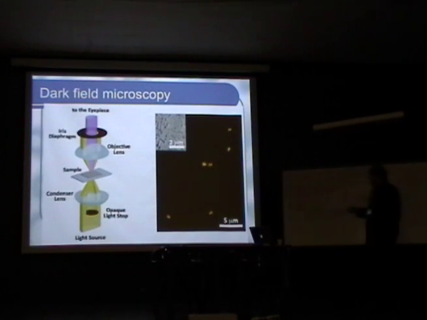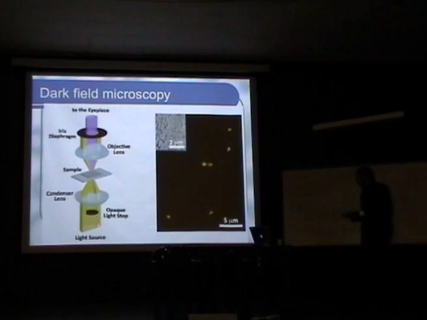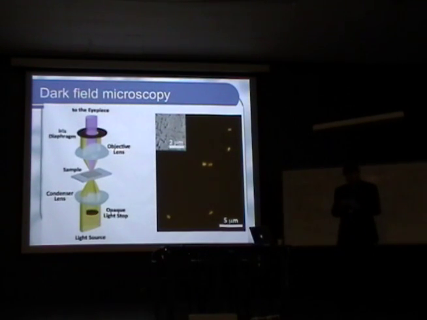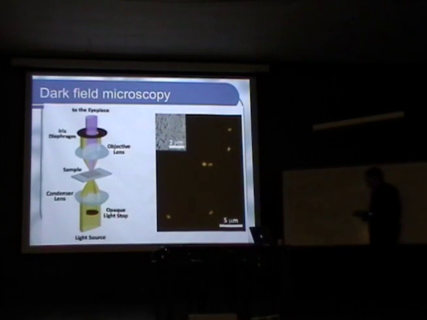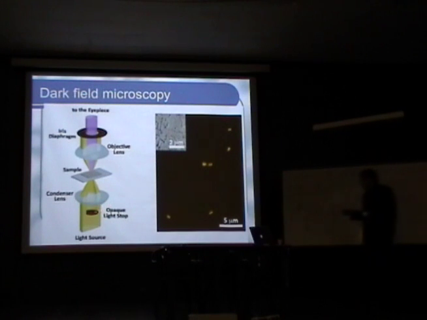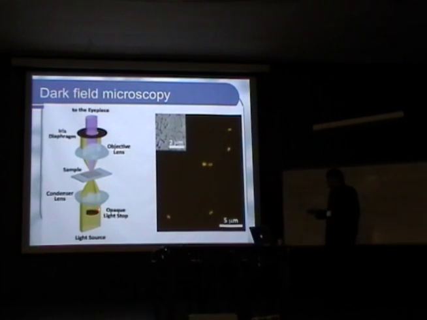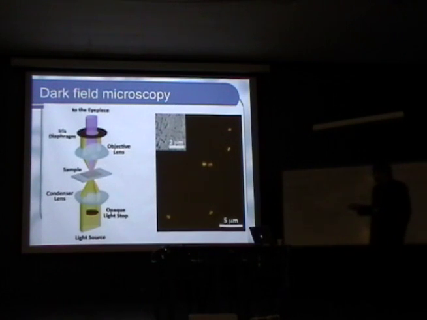So we again have a condenser lens and the objective lens and then an eyepiece to form the image if you are just viewing it. But the difference compared to the bright field microscopy is that the setup of this microscope is preventing the direct light from forming the image, right? So we have a light stop placed in the dark field condenser in such a way that only light coming to the sample at fairly large incidence angles can reach the sample, right? Just like depicted in here.